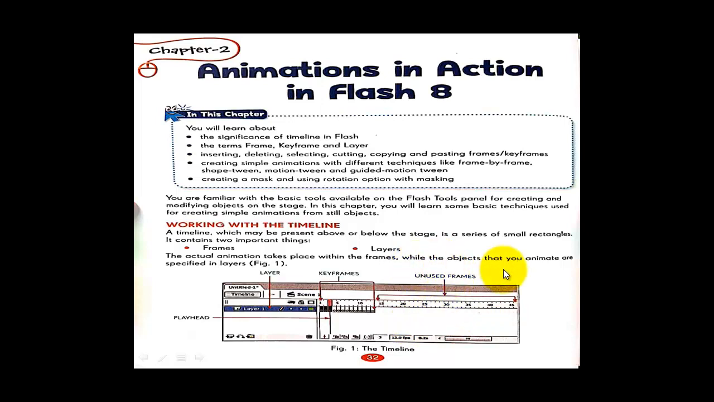The objects that you animate are specified in the layers, as shown in figure number 1, the timeline. In this picture you can see layer 1, layer 2. You can make as many layers as your animation needs. This red vertical line is the playhead, these are the used keyframes which I will be using, and these are the unused frames which you can use in the future.